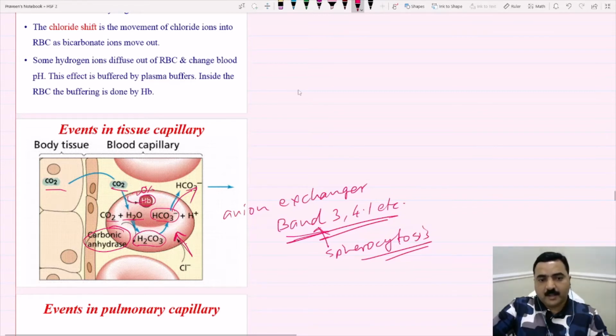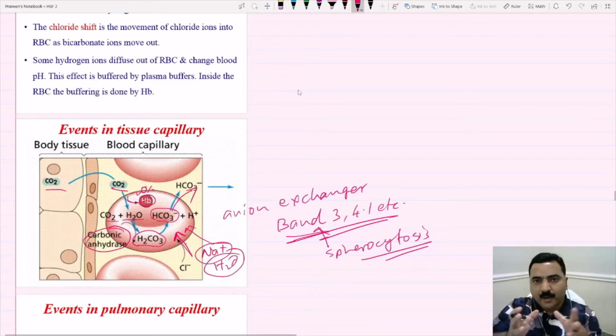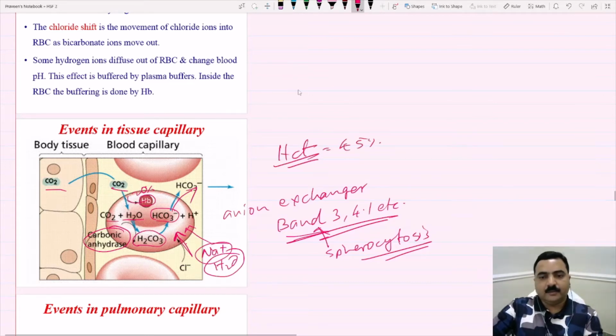Along with the chloride, a little bit of sodium is attracted, and along with that it also attracts a little bit of water. So this will cause a little bit of swelling of the RBC. When you see the hematocrit, the normal is around 45 percentage. The hematocrit is the percentage of RBC that is sedimented when you centrifuge the blood. When the RBC is swelled up, the percentage of RBC will be slightly more. So in which blood do you think there will be more hematocrit?